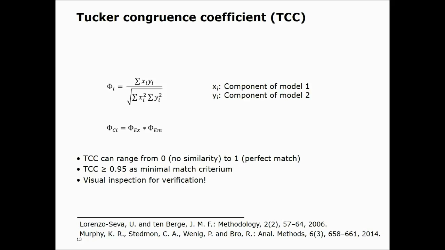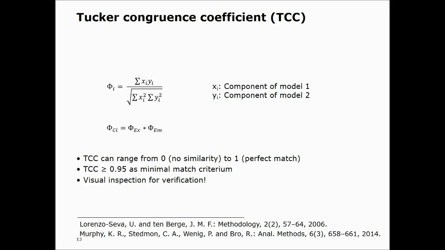This TCC, the congruence coefficient or the similarity coefficient, can range from 0, which would mean that two components have absolutely no spectral resemblance whatsoever, to 1, which would mean that we're dealing with a perfect match here, and these two components are very, very similar indeed. In principle, we should only consider a TCC with a threshold of 0.95 as a minimal match criterion in order to speak of spectral similarity between components. But, as I'm going to demonstrate to you, visual inspection is immensely important for the verification process of this assessment.